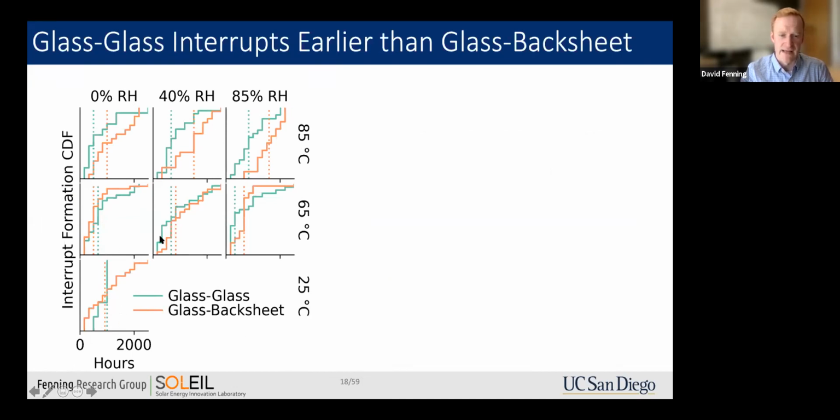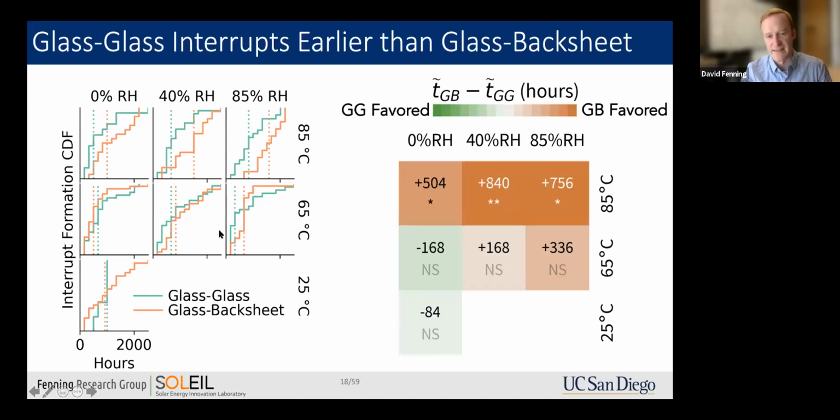And so glass shown in green relatively consistently showed more interrupts earlier. And we can reduce that data down to look at when, over time, the mean time to failure for a glass backsheet versus a glass sample, the mean time to interrupt formation.